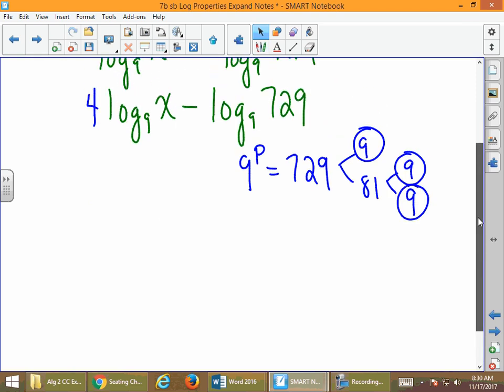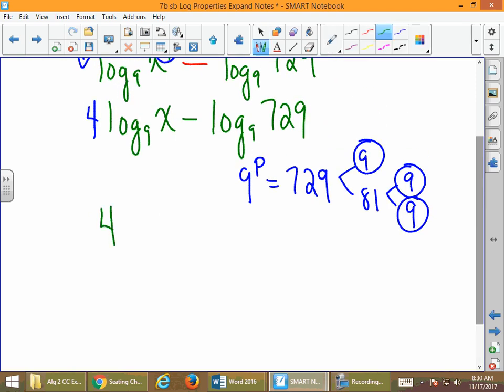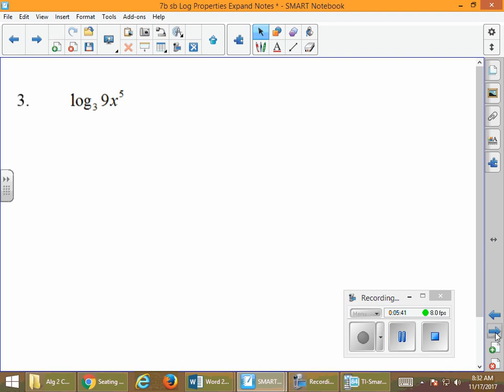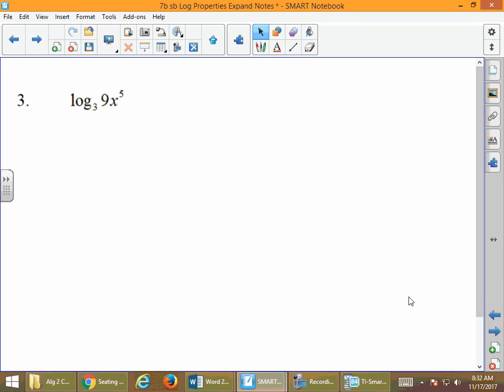Now that we've got that, we can finish with our simplified version here. It's going to be 4 log base 9 of x minus, and log base 9 of 729 simplifies to be 3. Once again, we're applying these properties to rewrite this in the format where we're adding and subtracting. But we want to write powers as factors. So whenever we have the power theorem, we need to make that power a coefficient.